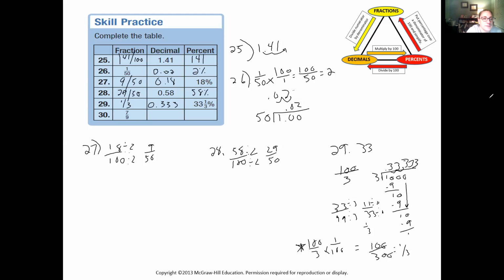And for 30, 7/9, since they want us to figure out a decimal, I know it's over 9. It's going to be 0.7777 repeating. So as a percent, it's going to be 77.7%.